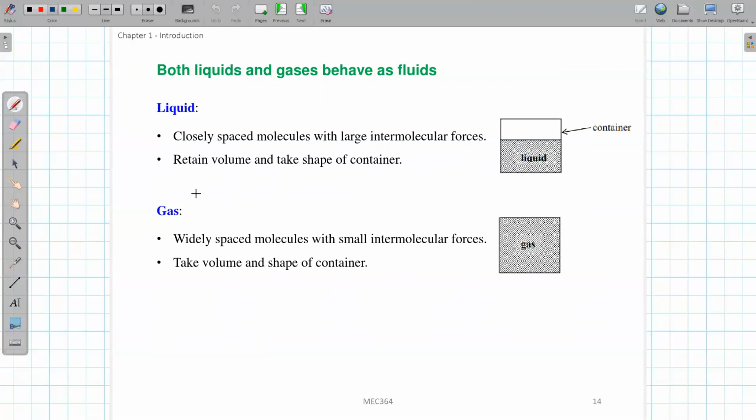And for the gas, it will be different. The gas molecules are spaced very widely. The distance from molecule to molecule is much larger than in the liquid, so both the attraction and repulsion forces between the molecules are not as strong as in the liquid. If you put a gas into a container, gradually this gas will go everywhere inside the container. And this is the major difference between the liquid and the gas.